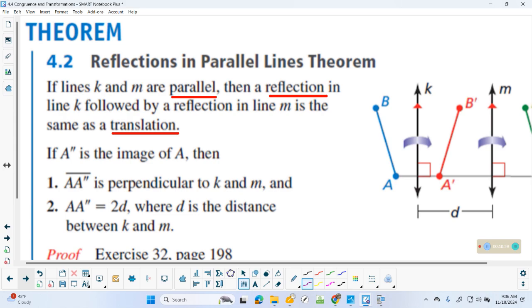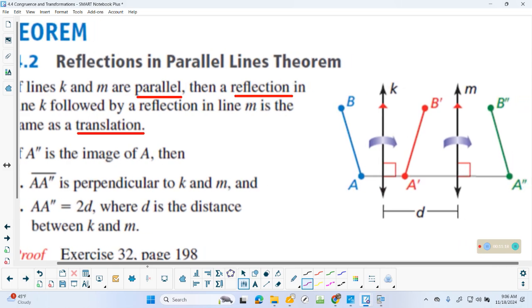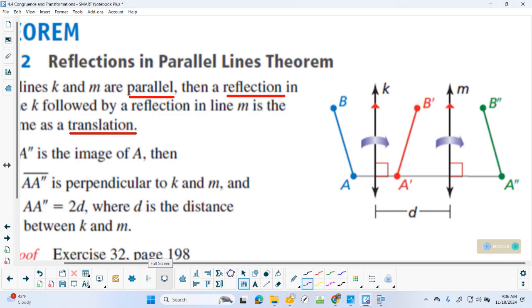Hey, more vocabulary. Here, let's see what this is. Reflection in parallel lines theorem. Man, that sounds fancy. If lines K and M are parallel, then a reflection in line K followed by a reflection in line M is the same as a translation. That's a mouthful. Okay, let's look at this picture. This is way easier than what it says. I promise.